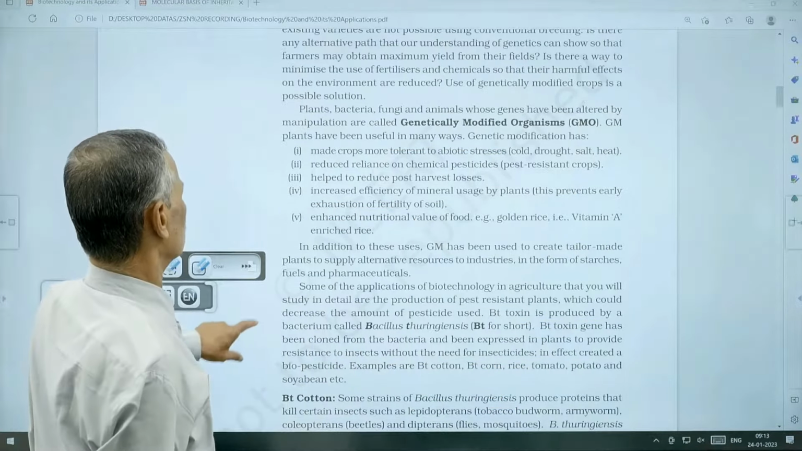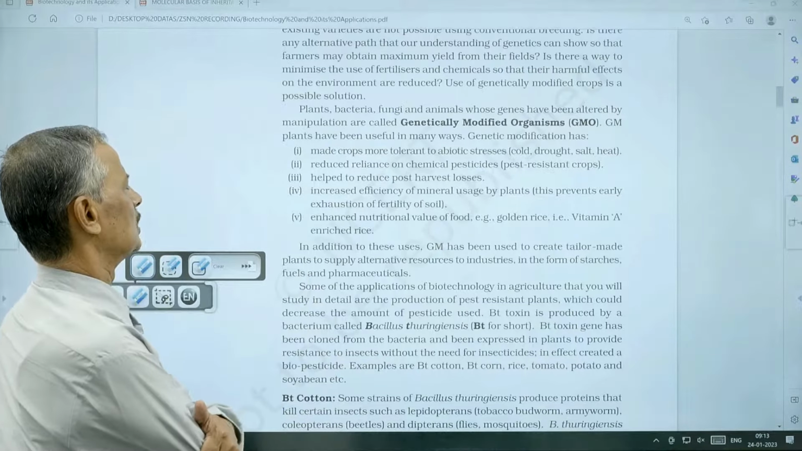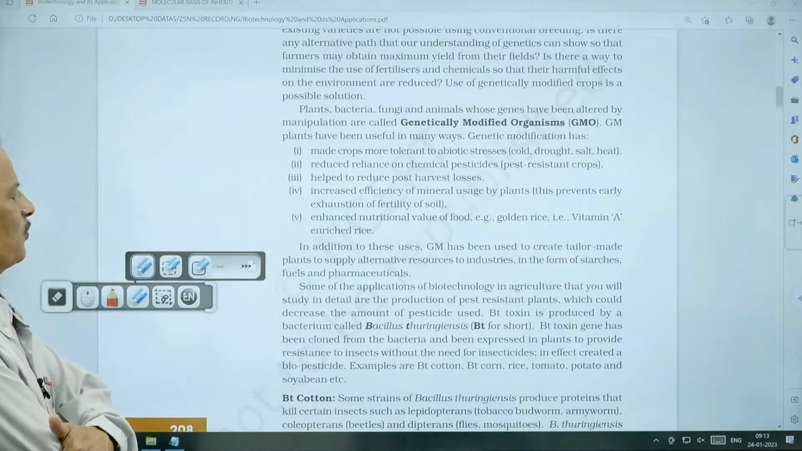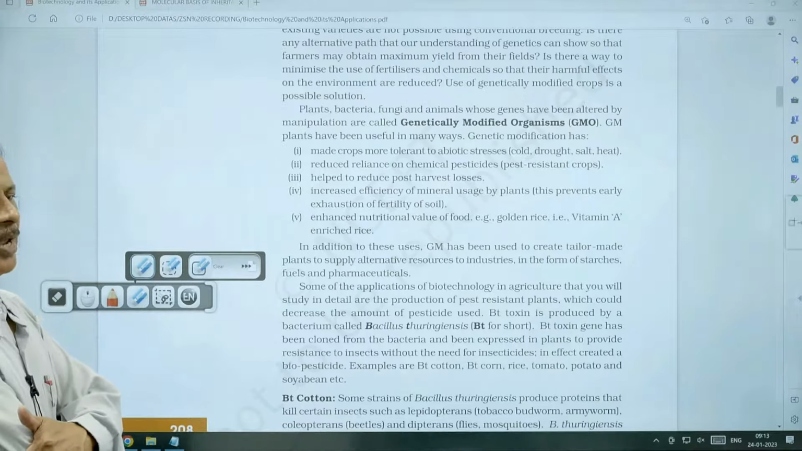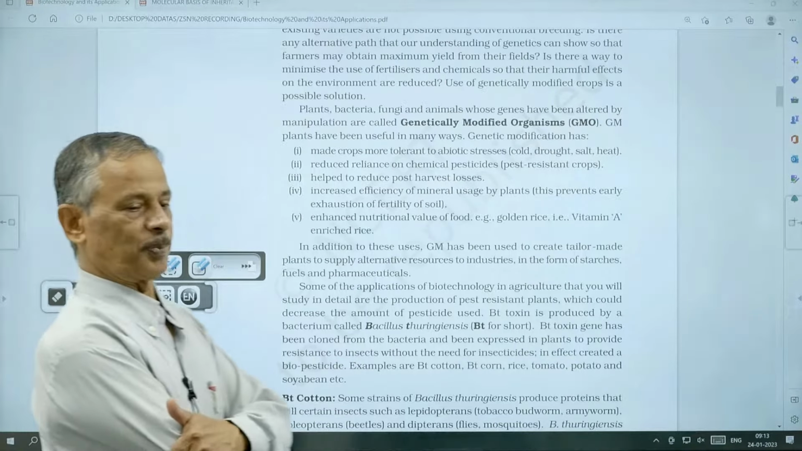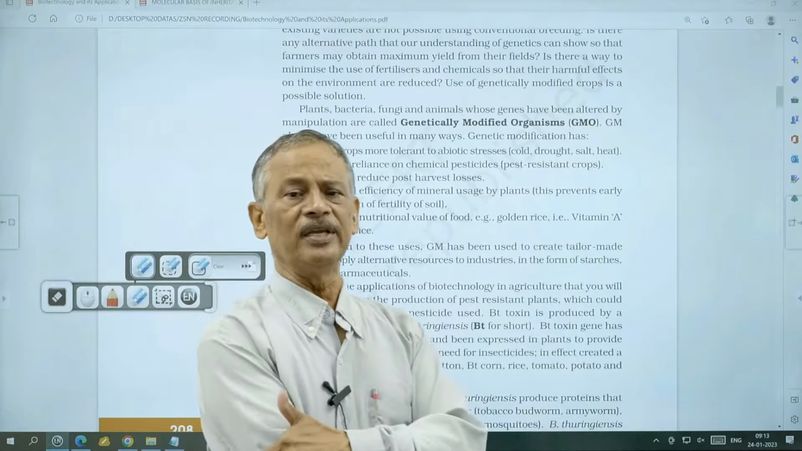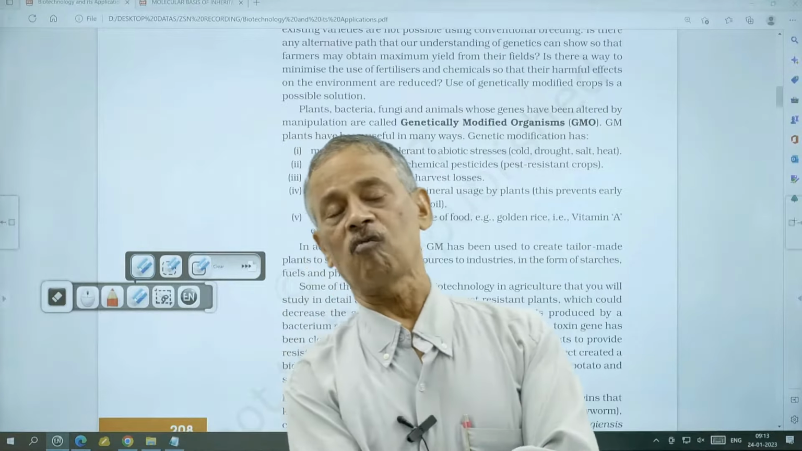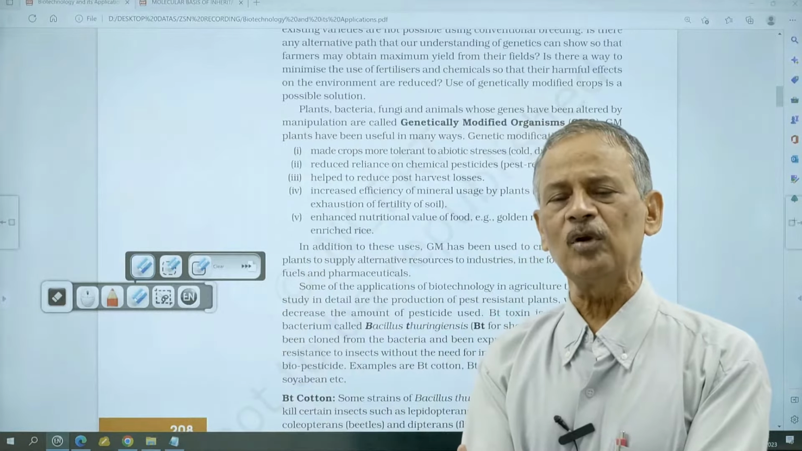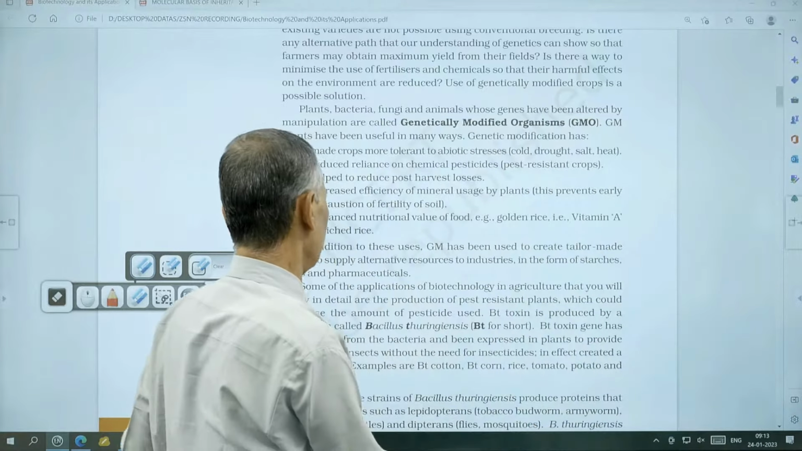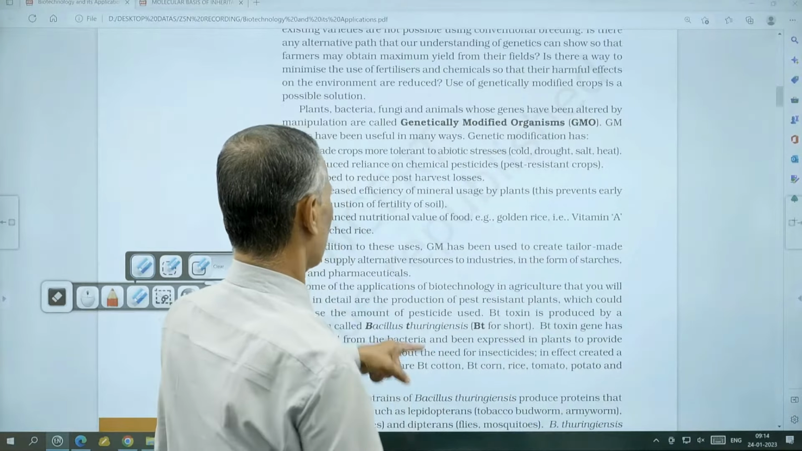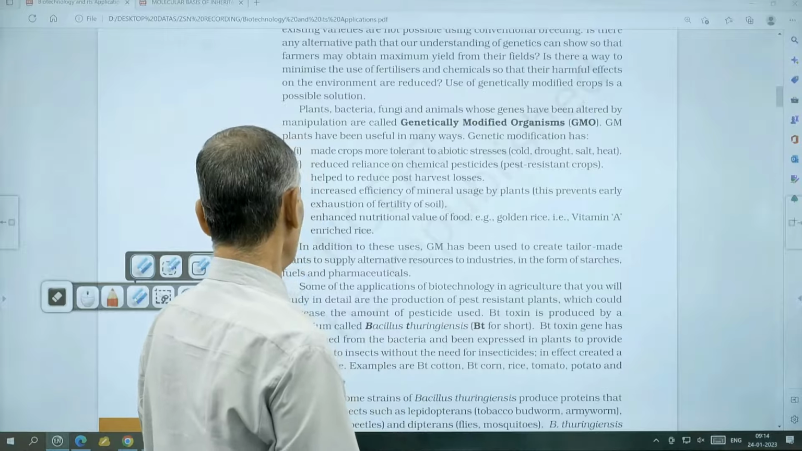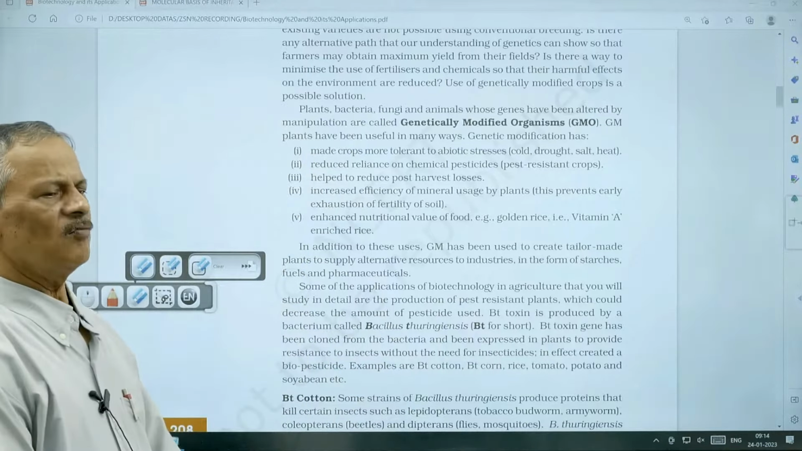Okay, now we are all having a number of examples where we are making plants resistant to pests. The classical example is the BT varieties of plants. We have successfully produced BT varieties in corn, rice, tomato, potato, soya bean, etc. What is this BT?